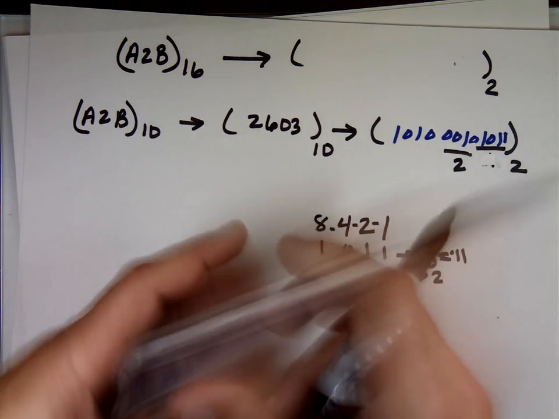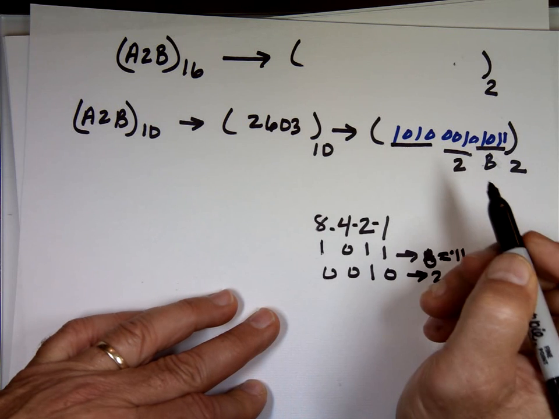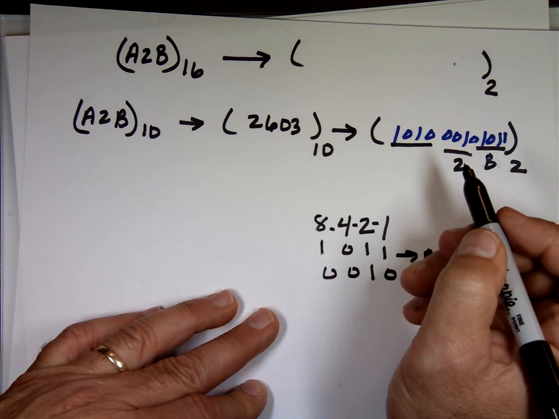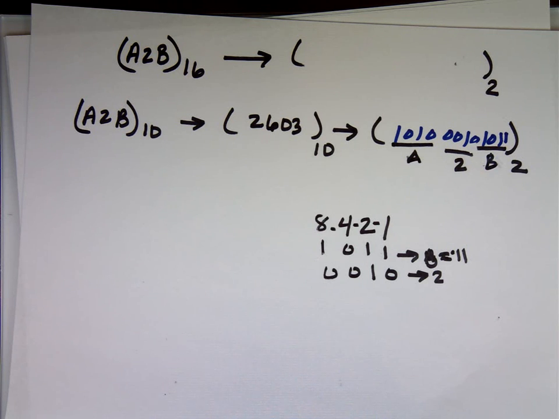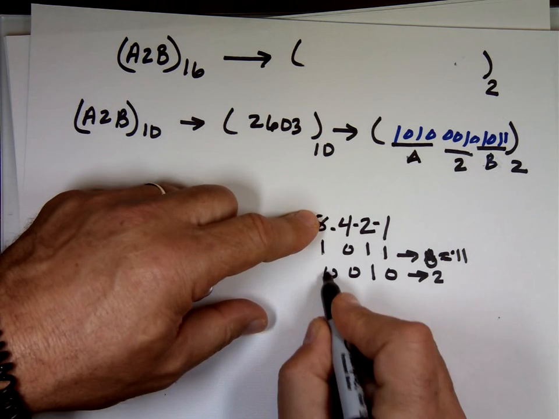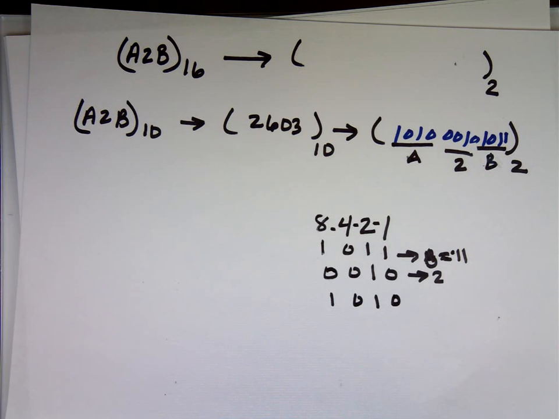And what's this one? 0, 1, 0, 1. Isn't that 10? Well, how do you get 10 out of 8, 4, 2, and 1? You need a 1 here to give me the 8, and you need a 1 of the 2. So that's how I came up with that number.